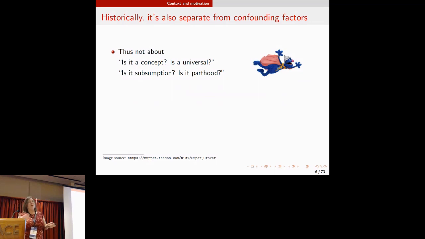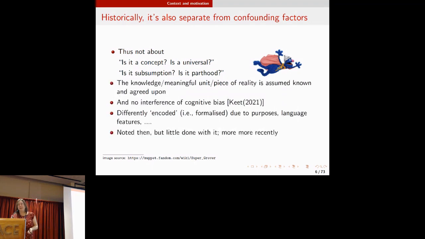We're also not talking about novice mistakes. We're talking about the case where the knowledge, or the meaningful unit, the piece of reality that you want to represent in your ontology, you actually agree upon. And still there are differences in the way you're going to put it in your ontology. It's also not talking about interference of a cognitive bias, right? We're really talking about an agreement anyway. So they are differently encoded, as the term is used, basically differently formalized for that.